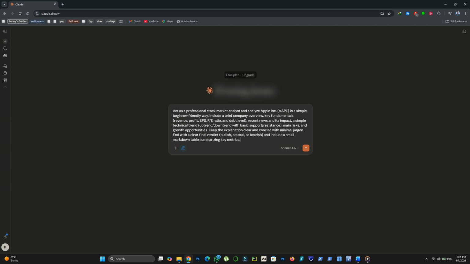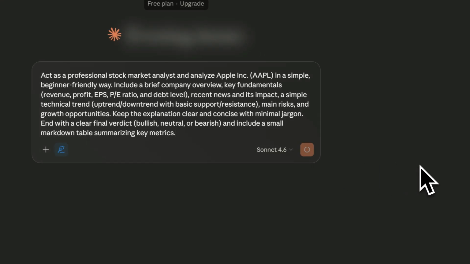Fundamentals reflect the company's overall financial health. Revenue represents total sales, and profit shows earnings after expenses.